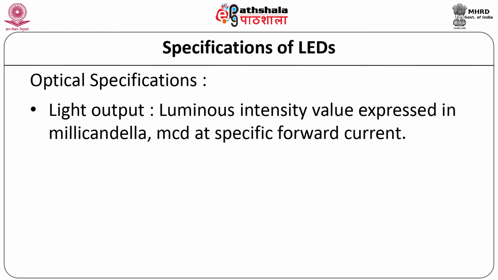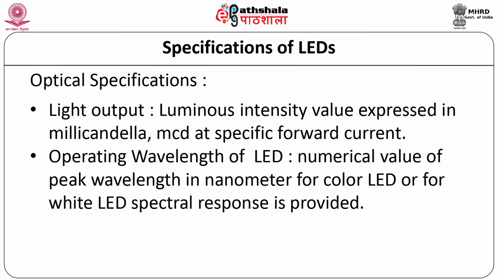Many LEDs operate at currents of around 20 mA, but the light output of an LED increases with increase in forward current. It is sometimes specified as radiation intensity at a particular current in watt per steradian. Operating wavelength of LED. It signifies the color of emitted light. In the datasheet, the numerical value of wavelength is directly given for a color LED.